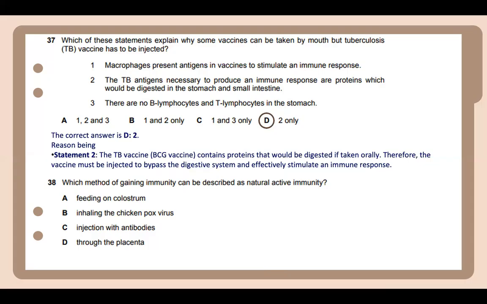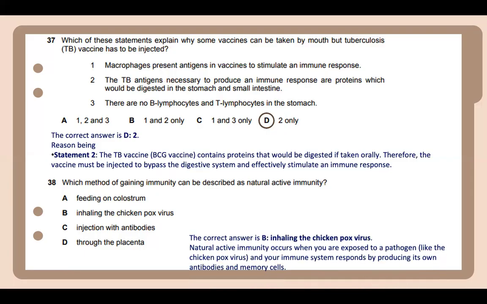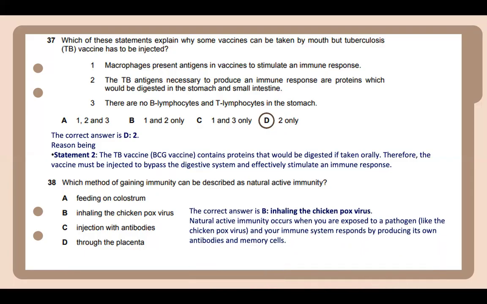Which method of gaining immunity can be described as natural active immunity? The correct answer is inhaling the chickenpox virus. Natural active immunity occurs when you are exposed to a pathogen like the chickenpox virus, and your immune system responds by producing its own antibodies and memory cells.